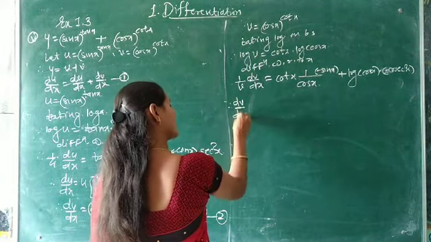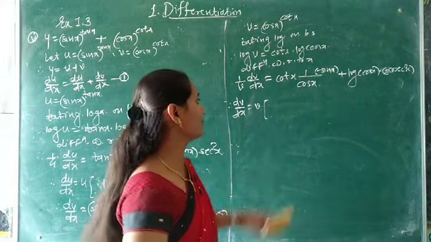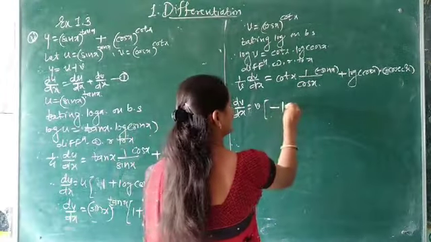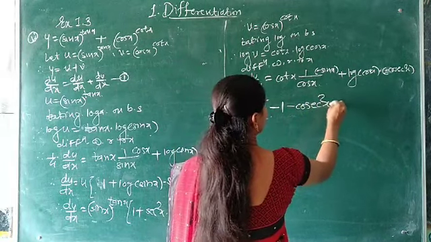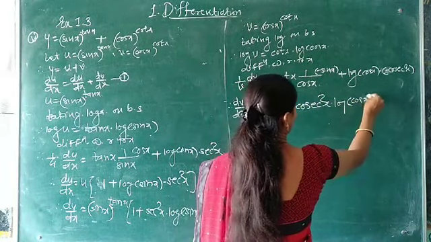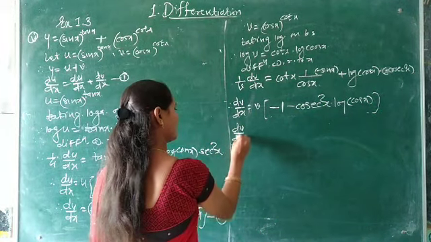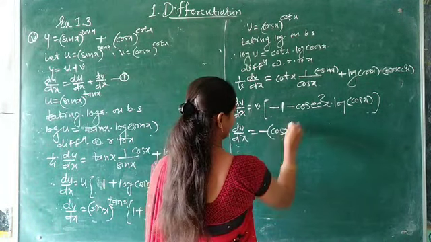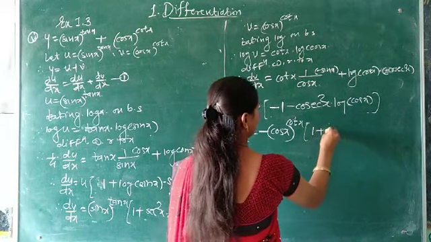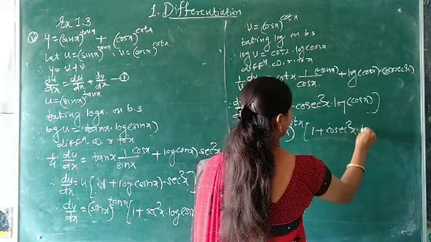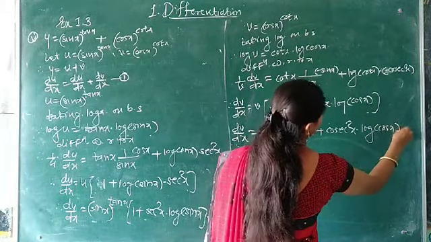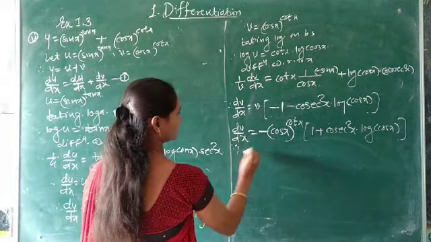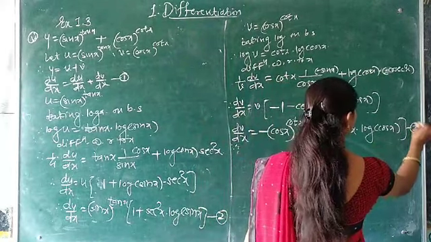Therefore dv upon dx is equal to v into, again look here, sin upon cos and here cot, that means again tan and cot will be cancelled. The value is minus 1 minus cosec square x into log of cos x. Now take the minus sign outside, is equal to minus, what is v? Cos x raised to cot x, and in bracket 1 plus cosec square x into log of cos x. See equation number 3. And write from 1, 2 and 3.